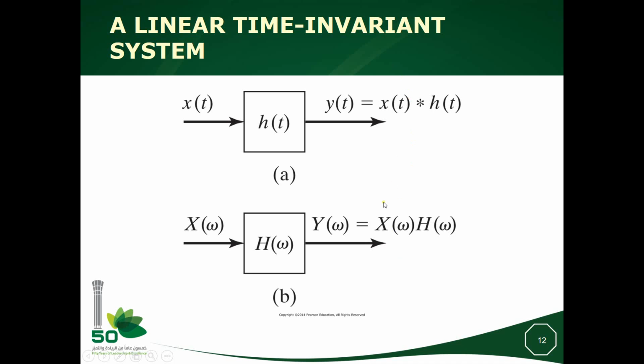We have seen in the previous lectures that if I have a linear time invariant system having an impulse response h(t), the output y(t) is the convolution of the input x(t) by the impulse response h(t). We will show now that the Fourier transform of the signal y(t) is, in the frequency domain, a multiplication of the two spectrums of x(t) and h(t).